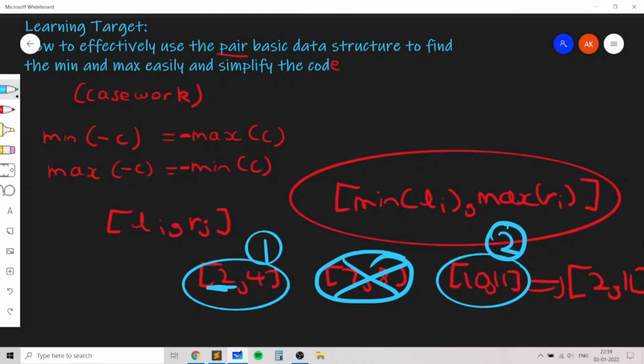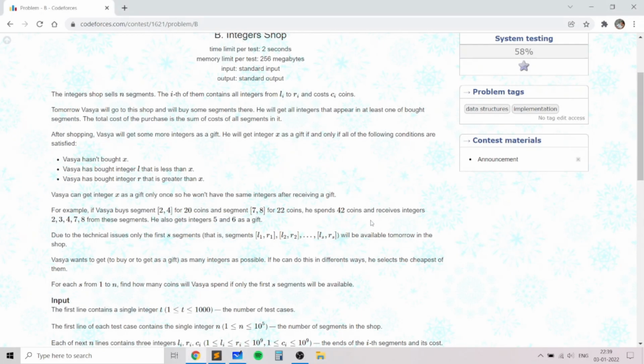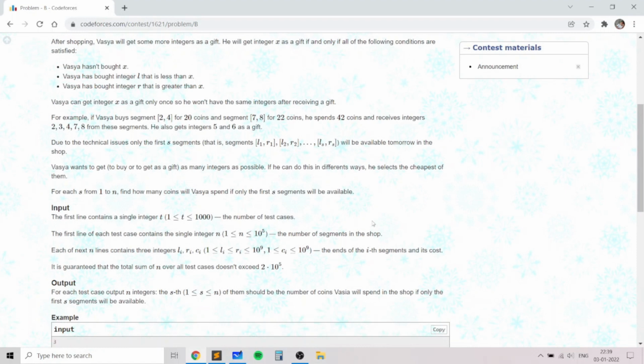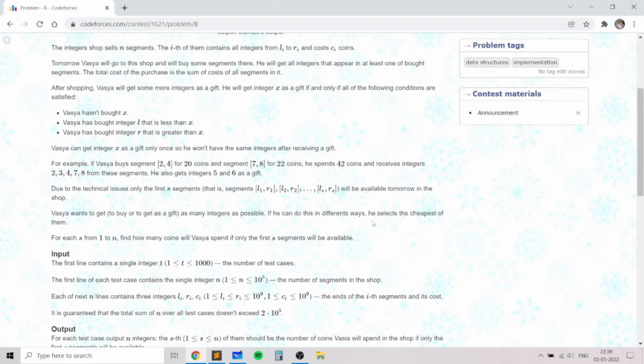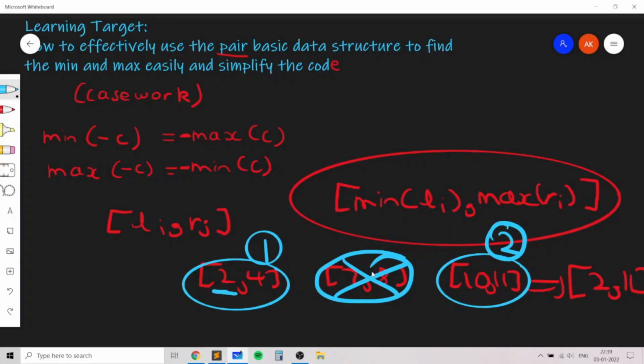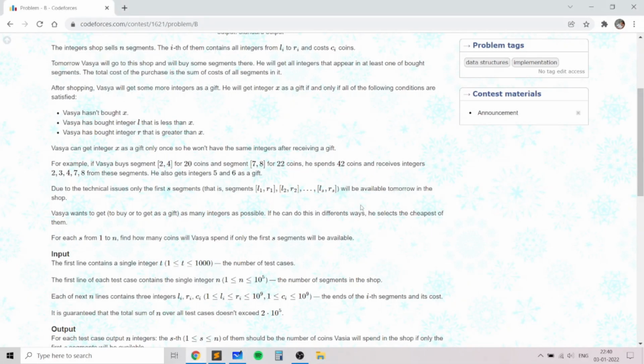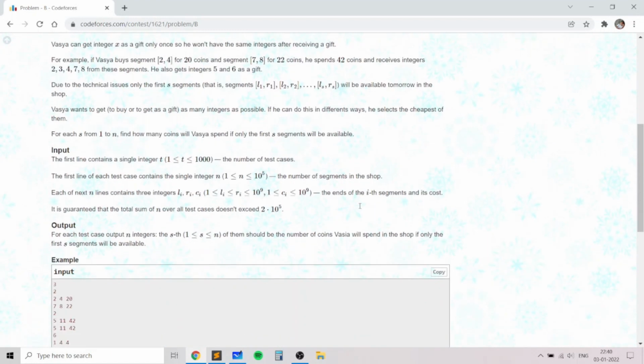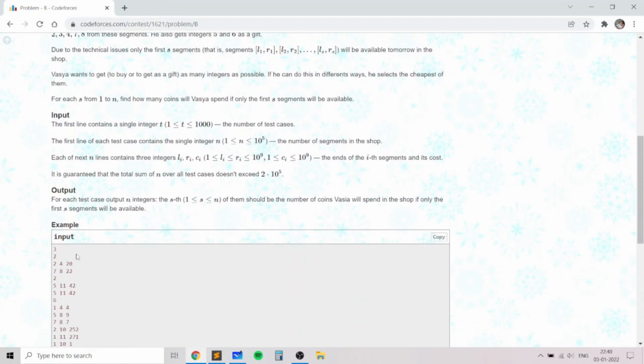One segment should contain the minimum element so far, and the second segment should contain the maximum element so far. So that's the second key idea. And basically we need to minimize the cost also. So we know that the range will be min Li and max Ri, and for all sets of segments which have the min Li and the max Ri as the range, we need to minimize the cost.